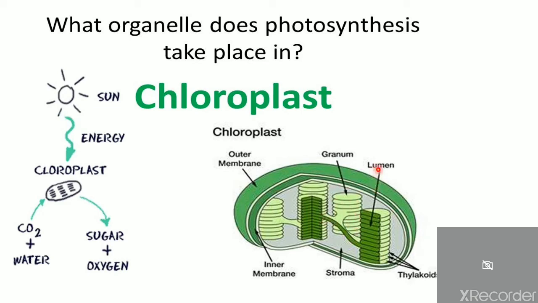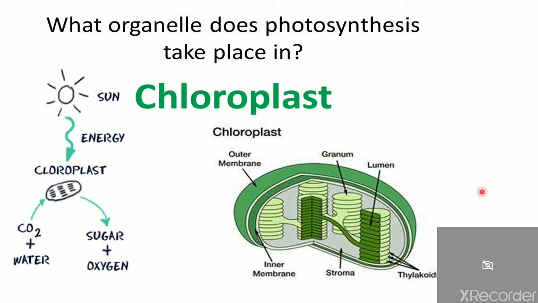And there is a term lumen. Lumen means what? There is a cavity, an inner space inside these thylakoids, which is called the lumen. And inside this chloroplast, there is a liquid which is filled inside it, called the stroma.